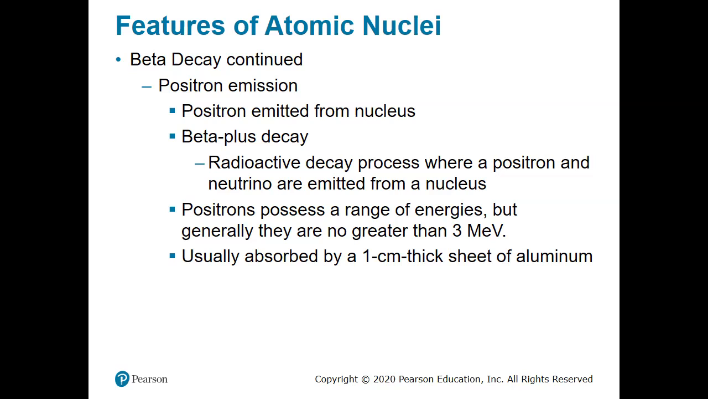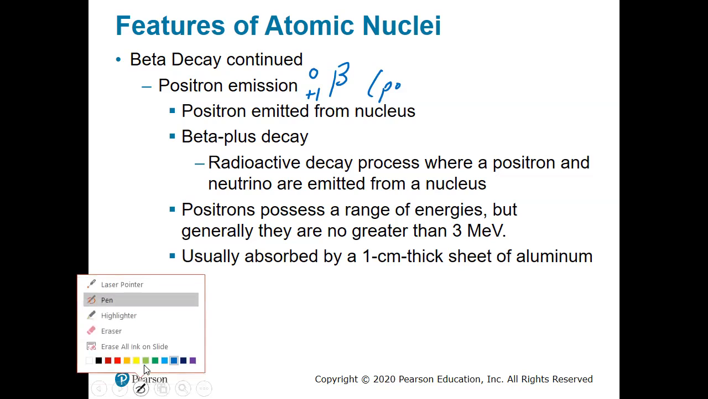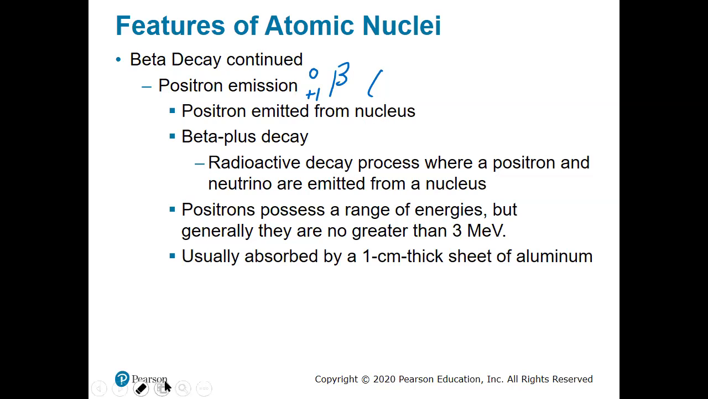Positrons are exactly the opposite of negatrons. So in a positron emission, we have a positive one charge on the beta particle. We see this where we have too many protons in the nucleus. And so this is more or less the opposite process. A proton is going to eject a positive particle and turn into a neutron.